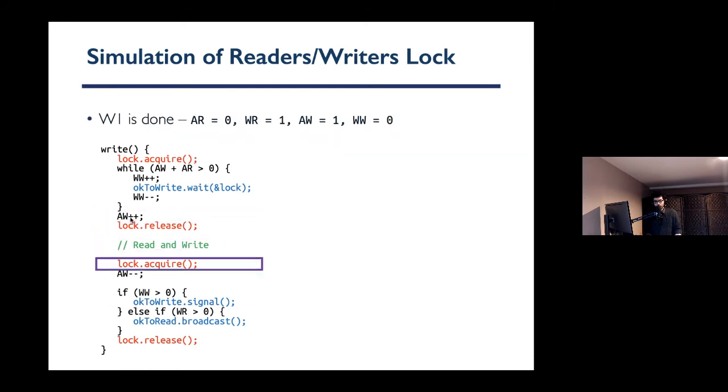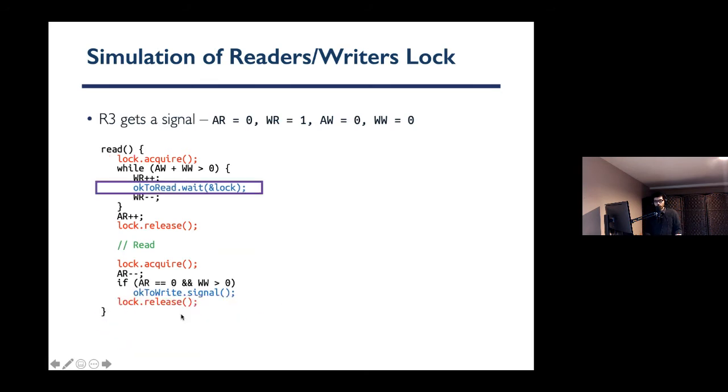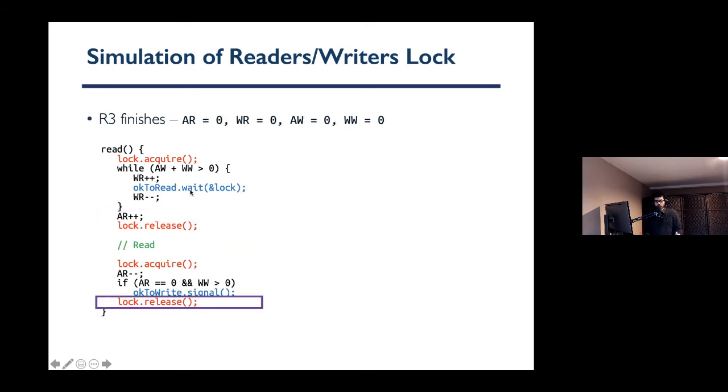Once W1 is done, it checks and sees that there is actually one reader waiting. So it broadcasts and wakes up the reader. Now reader 3 wakes up here. It does all the things that I said: it becomes an active reader, goes and reads, and then it releases. So that's basically it.